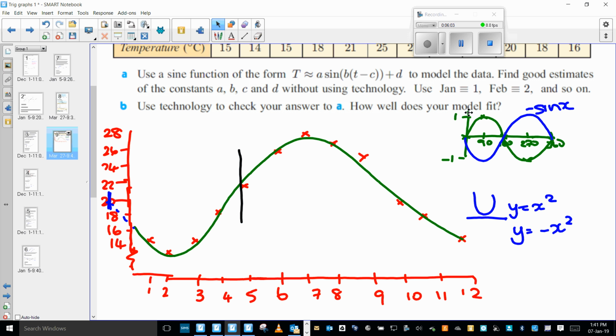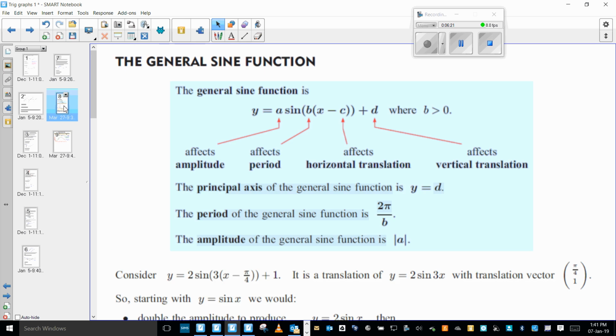Yes, so the green was just sine x, and the blue was negative sine x. All right, so let's backtrack a little bit, and let's try and find the value of a first. The value of a indicates that we're looking at the amplitude. So let's go back at this here. A affects the amplitude.